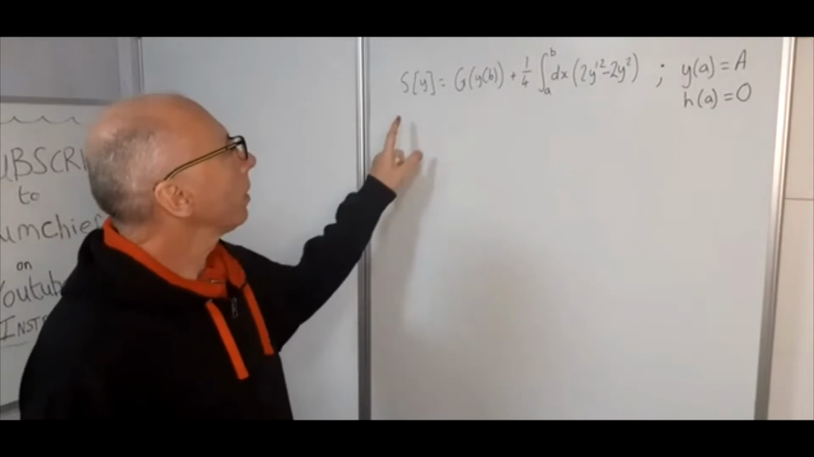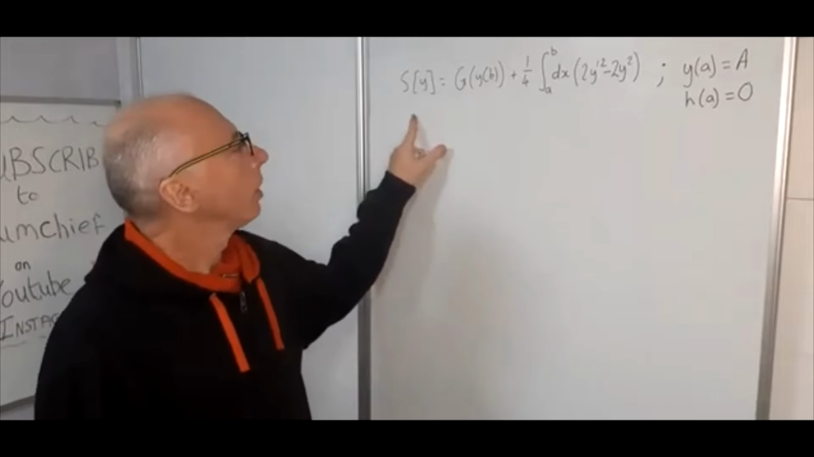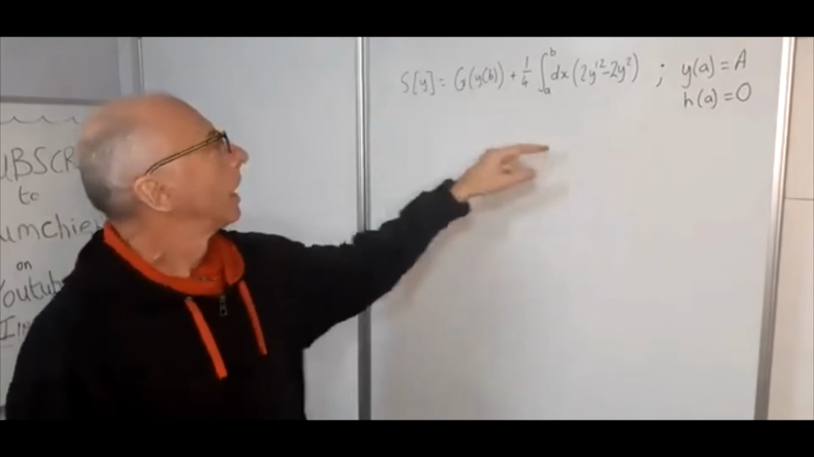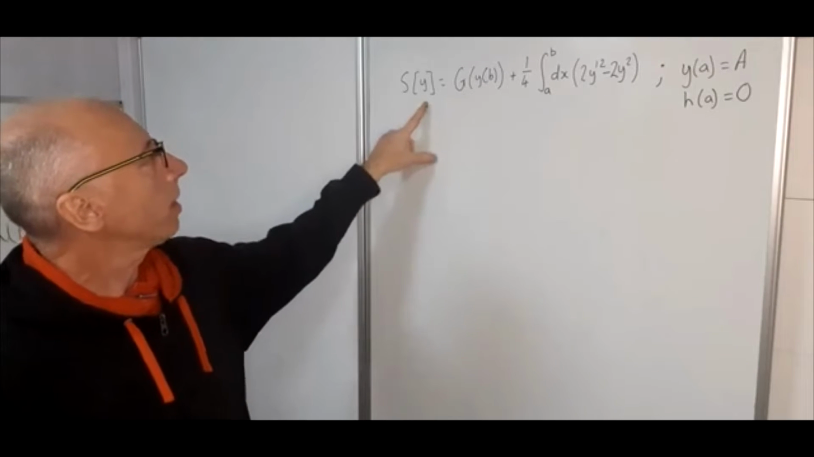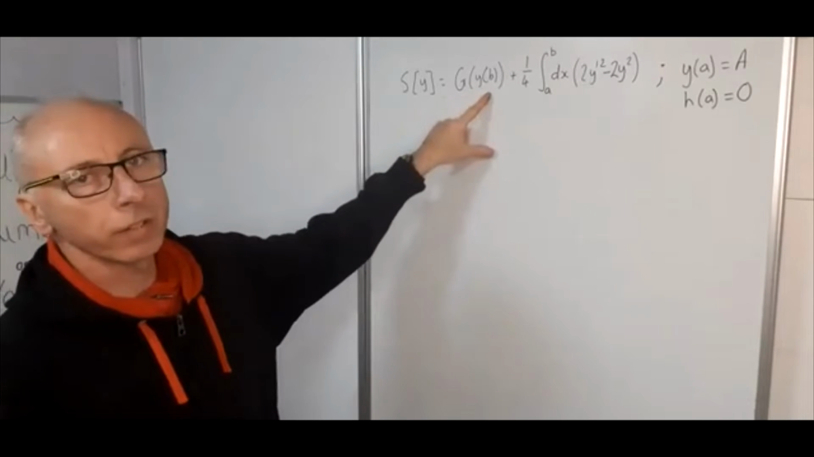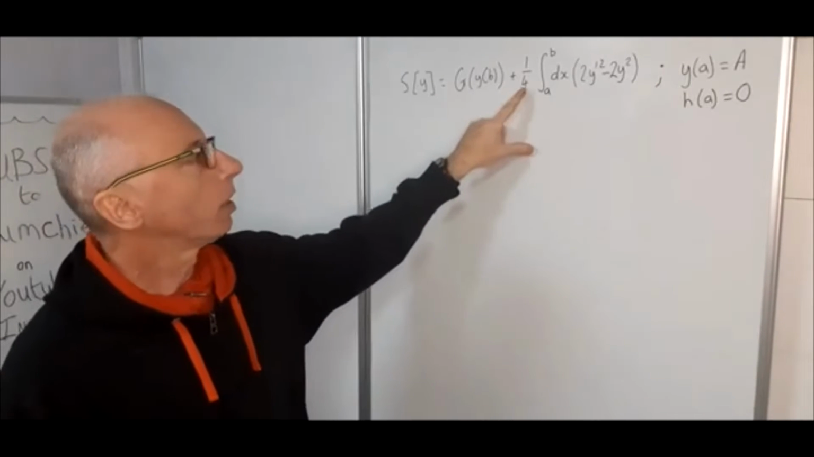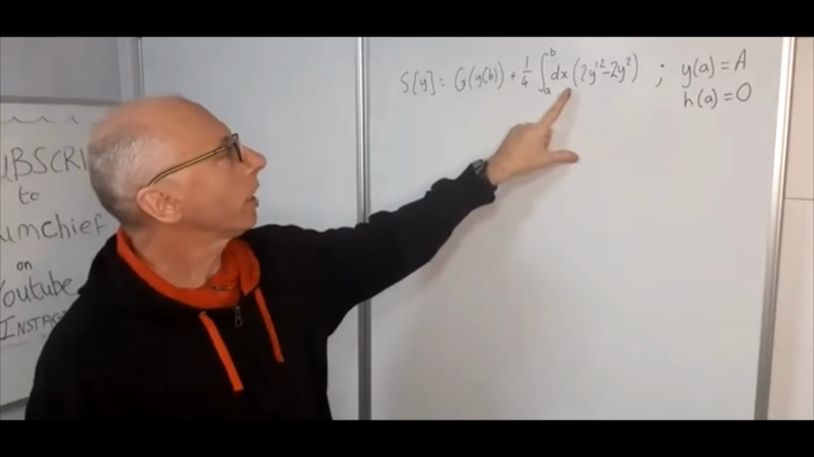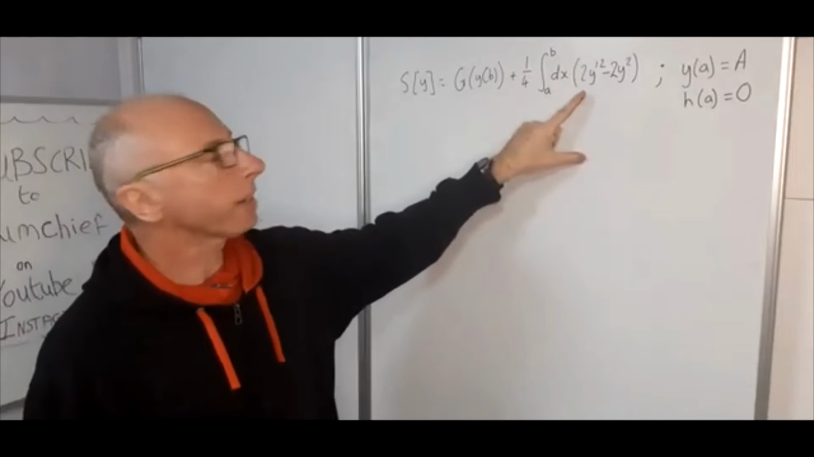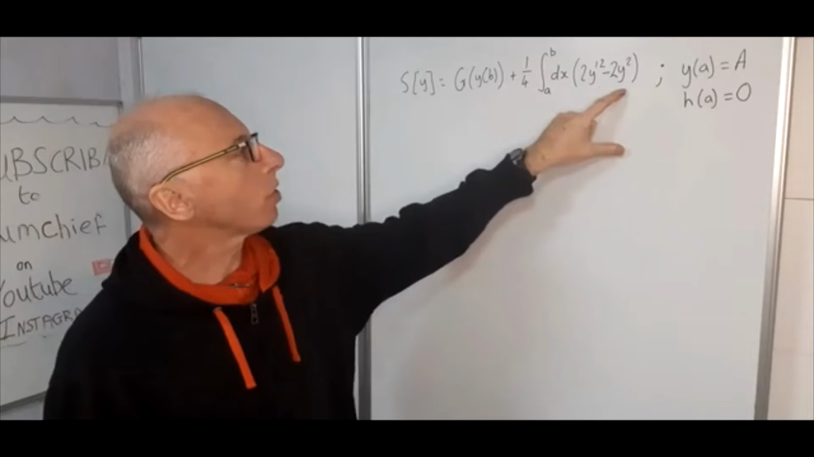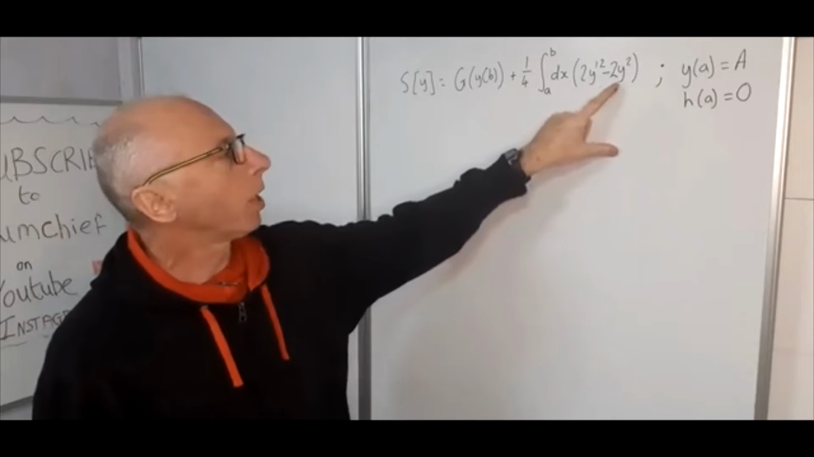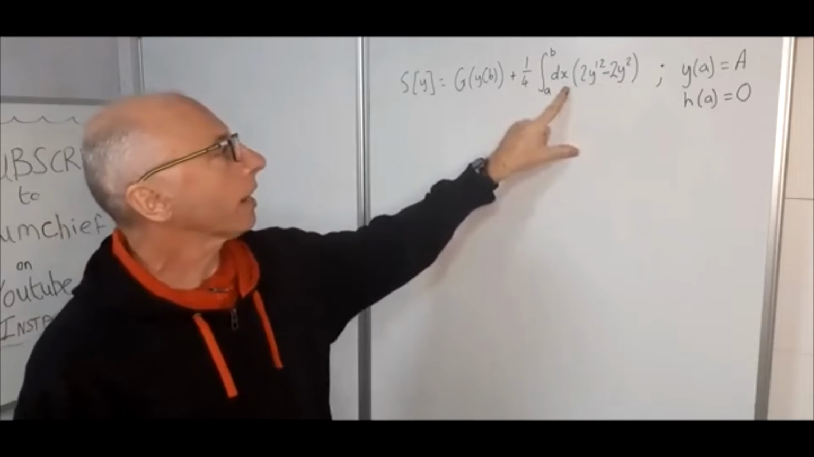Okay, so we're going to find the Gateaux differential of this functional here. And the functional is S of y equals G(y(b)), so that's another functional here, plus a quarter times this integral from a to b with regard to x of 2y' squared minus 2y squared, where y' and y are also functions of x.